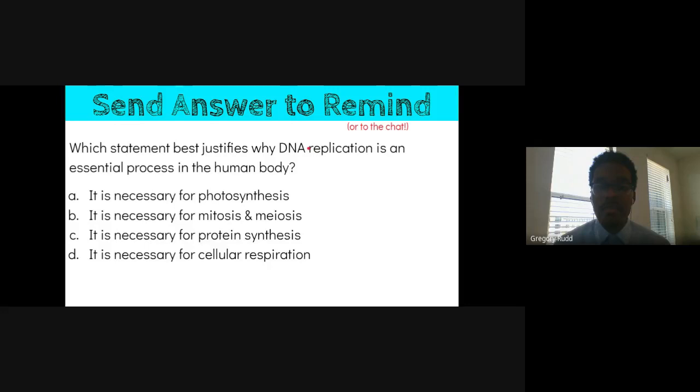Do not send your answer to this question on Remind. Send your answer to the chat. The question is, which statement best justifies why DNA replication is an essential process in the human body? Is the answer A, it is necessary for photosynthesis? B, it is necessary for mitosis and meiosis? C, it is necessary for protein synthesis? Or D, it is necessary for cellular respiration? So send your answers to the chat. Tell me what you think it is. A, B, C, or D?